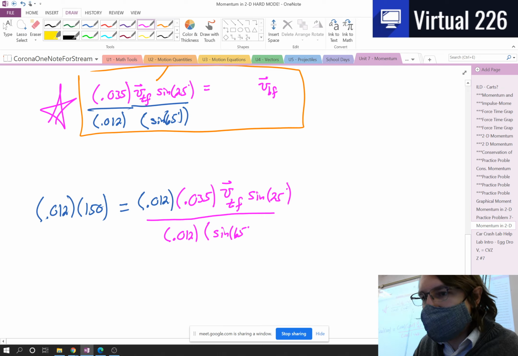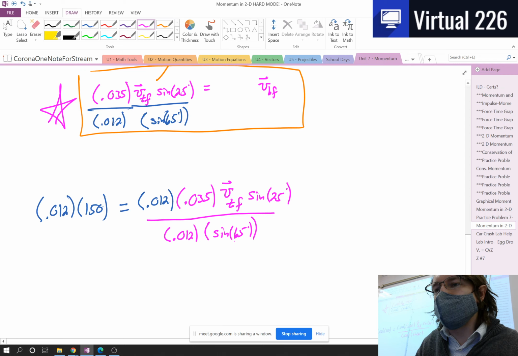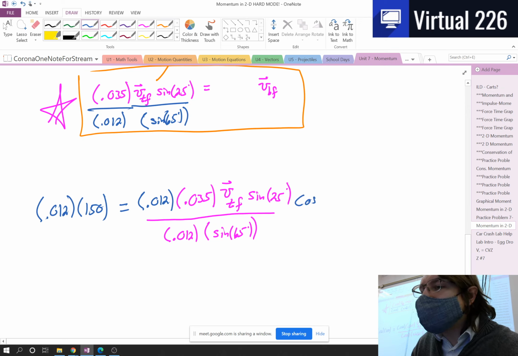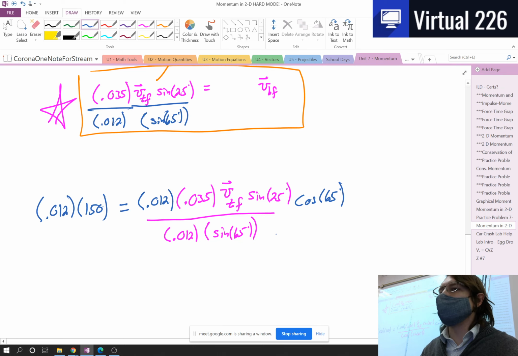0.012 sine of 65 degrees. And you want to be careful whenever you're doing this division on your calculators. Some people type in divide and then 0.012 times sine 65, and that actually brings the sine 65 back into the numerator. You want to be careful about that. And then don't forget, while this was just the final velocity of the bullet, we still needed the cosine of 65 degree term up here as well. So that is very big.